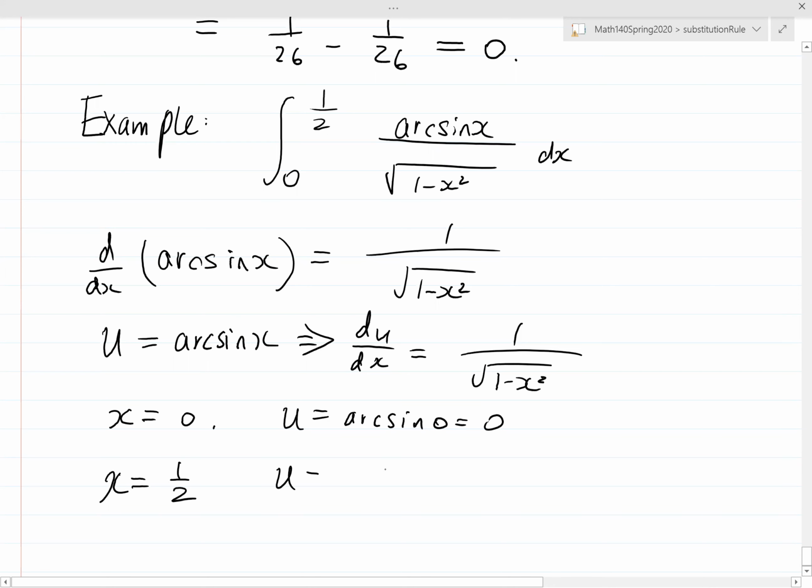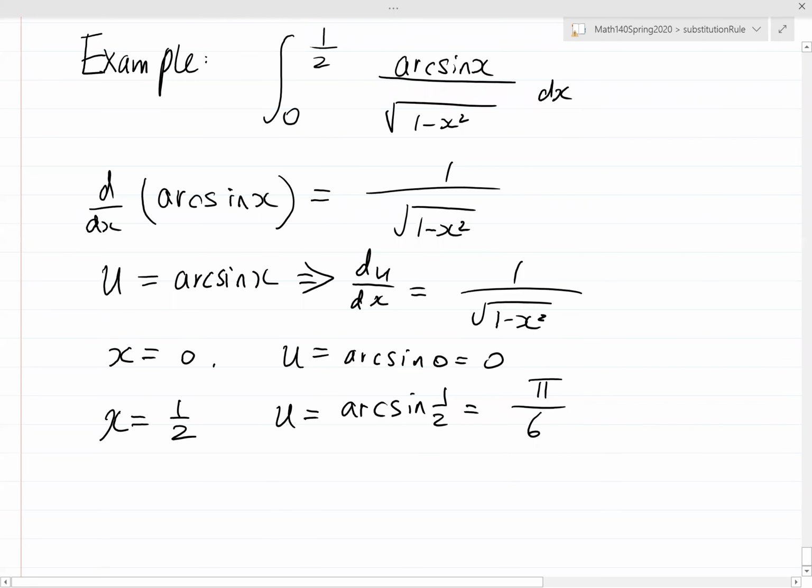What is arc sine of 1 half? It's very easy. Arc sine of 1 half is pi over 6.